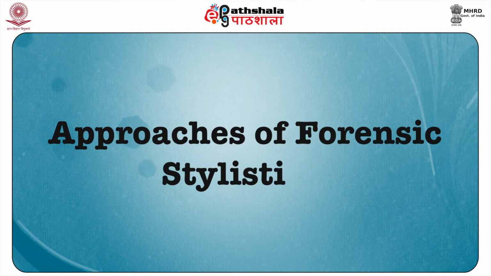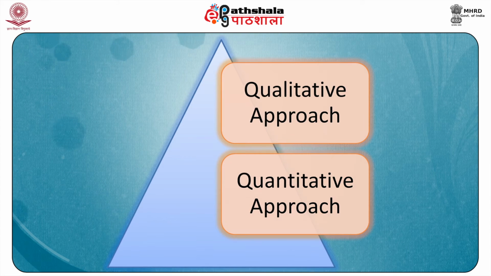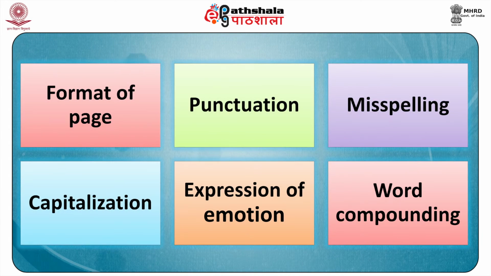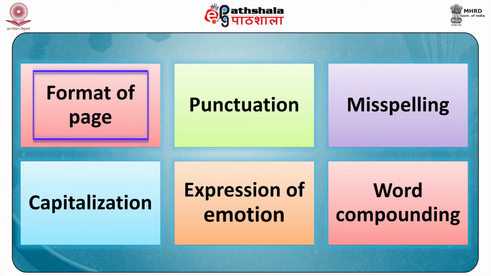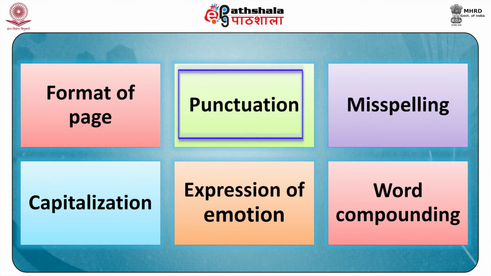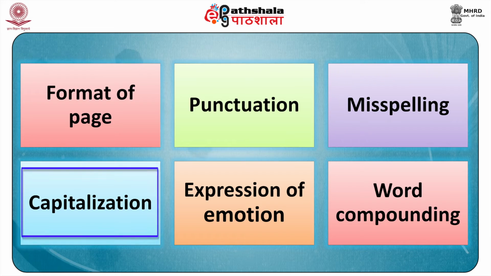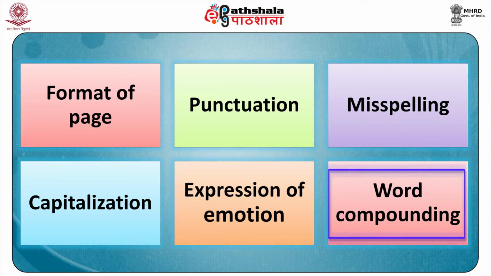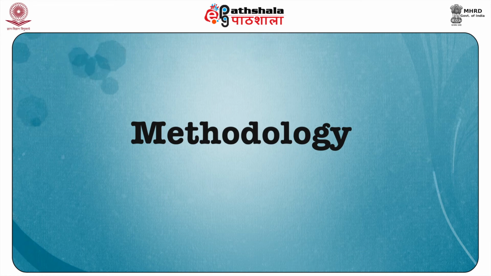Now, what are the approaches of forensic stylistics? Forensic stylistics has the following two approaches: the qualitative approach and the quantitative approach. The qualitative approach assesses error and personal behavior of the author, also known as idiosyncrasies. Second, the quantitative approach. This approach is very often referred to as stylometry, for example, word length or phrase length. The writing style of the writer can be classified as format of page arrangement, punctuation, misspelling, capitalization, expression of emotion, and word compounding. Now we'll go to the methodology of forensic stylistics.